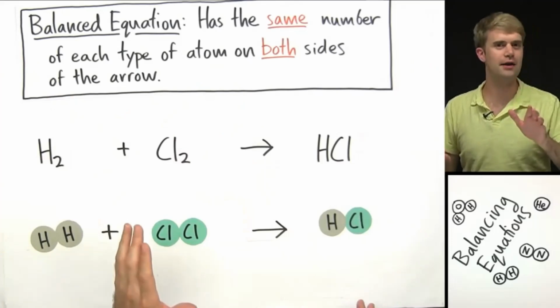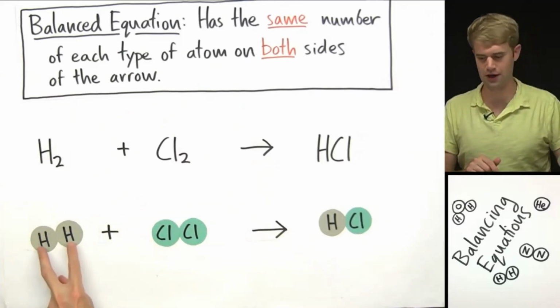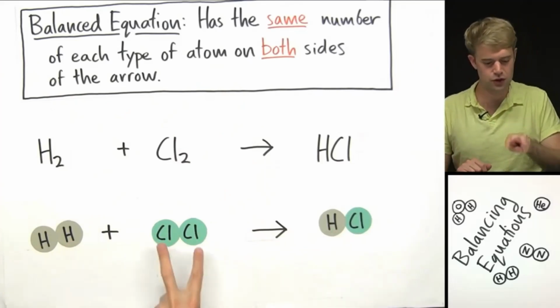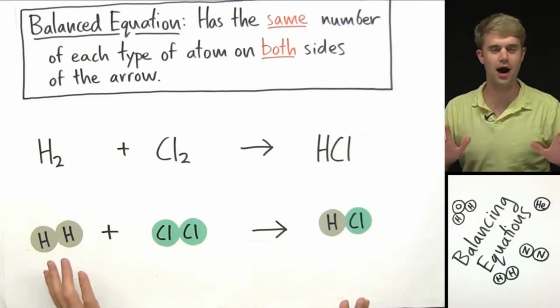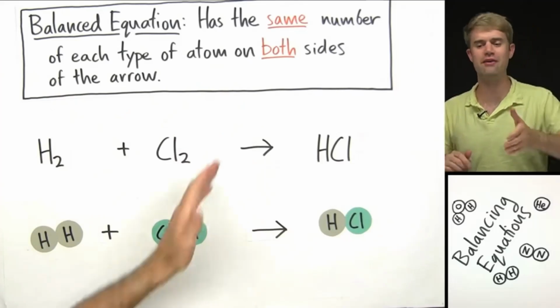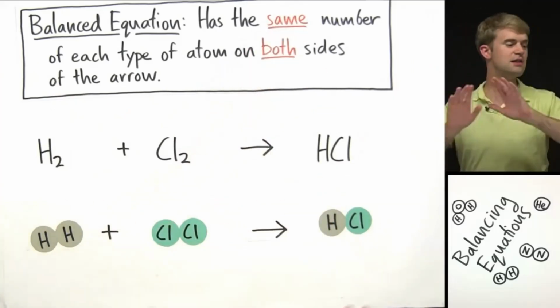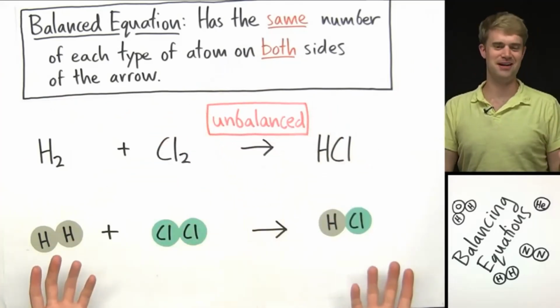No, it's not. Here's why. On this side of the arrow, I have 2 hydrogen atoms. Over on this side, I only have 1. Over here, I have 2 chlorines, and over here, I only have 1. So this is not a balanced equation. We don't have the same number of each type of atom on both sides. This isn't a balanced equation, so we call it an unbalanced equation.